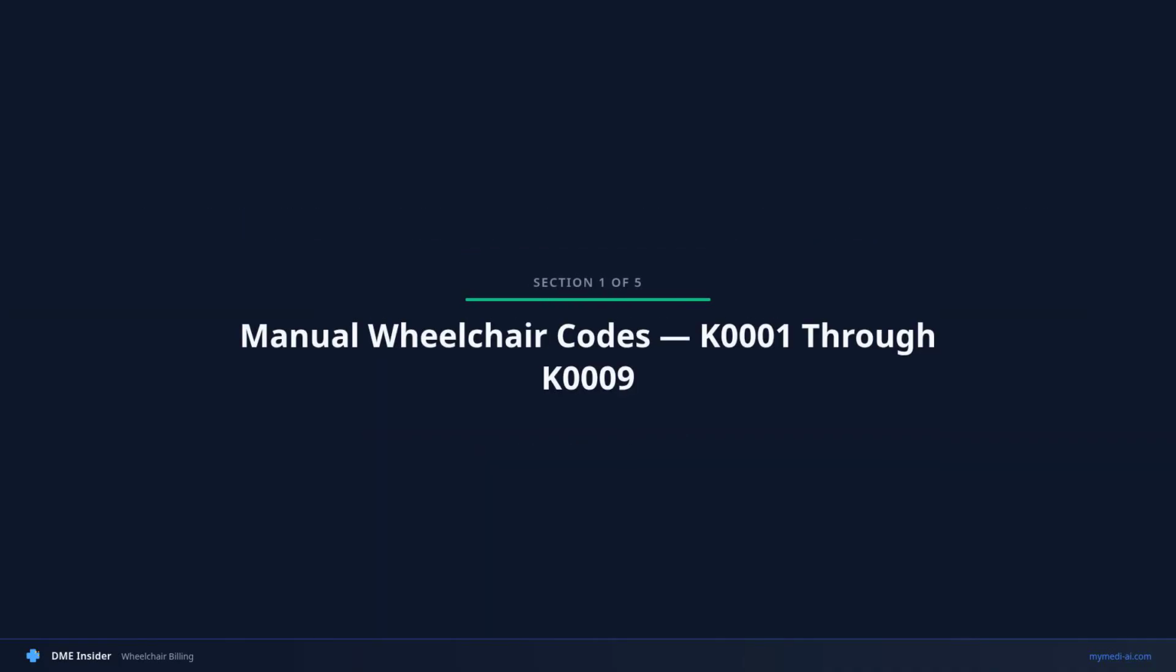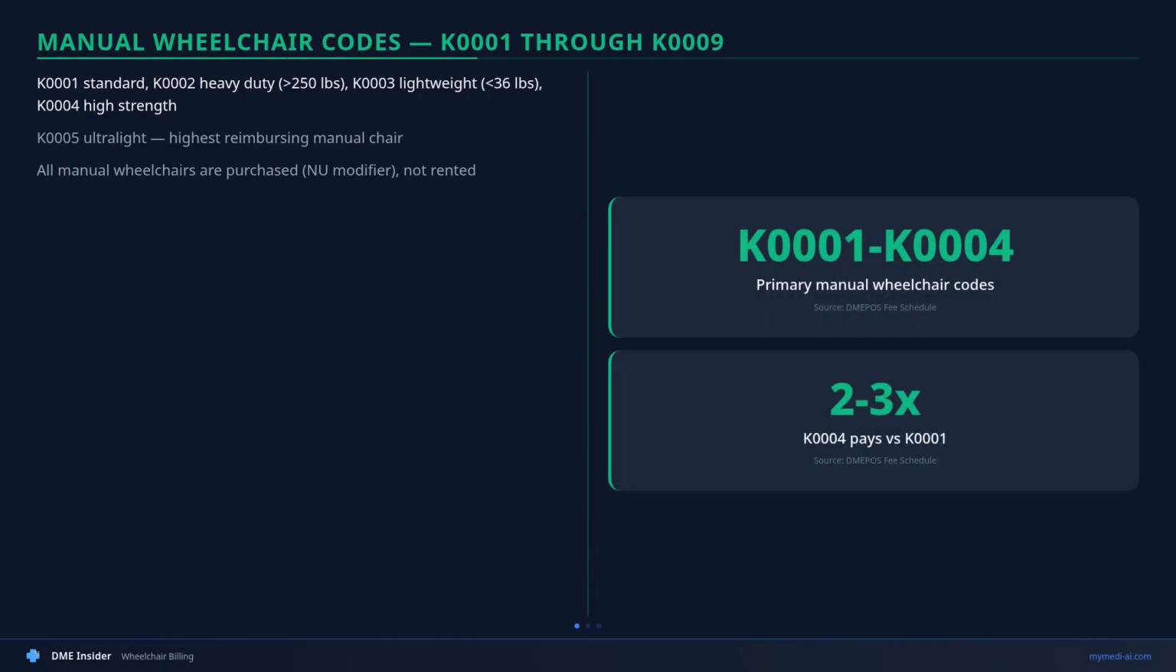Section 1. Manual Wheelchair Codes, K0001 through K0009. Manual wheelchairs use the K-code series. The four primary codes are K0001 through K0004. K0001 is the standard manual wheelchair. It's the most commonly billed and lowest reimbursement.